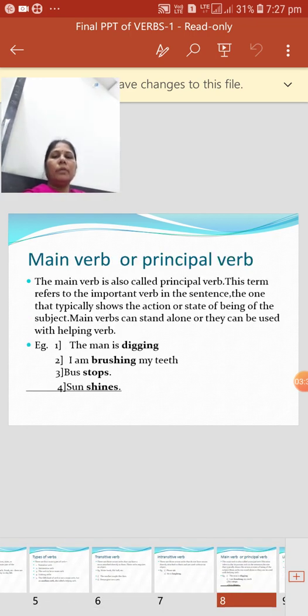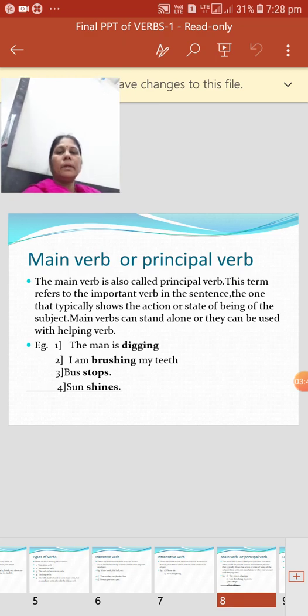Next we will see the main verb or principal verb. The main verb is also called principal verb. This term refers to the important verb in the sentence, the one that typically shows the action or state of being of the subject. Main verbs can stand alone or they can be used with the helping verbs. Here it is attached to the subject. What is the subject in the example? The man is digging. The man is the subject. And what is his action? Digging. So digging is the principal verb.